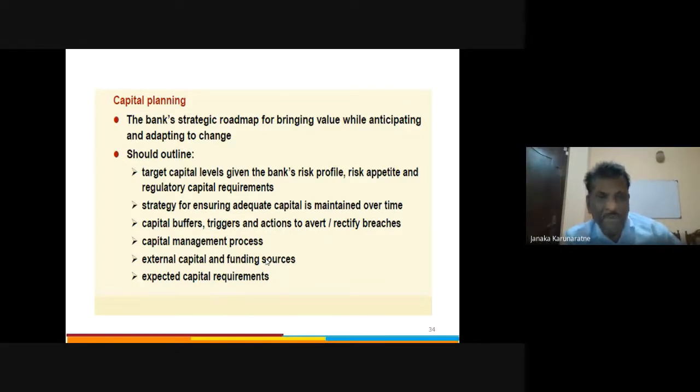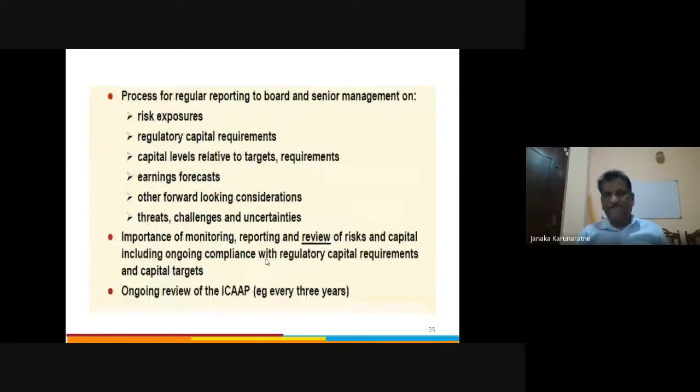The capital management process is the management of capital, external capital and funding sources. Always have a good liaison with external funding sources. But you can't get capital in a hurry. When you are short of capital on an urgent basis, you can't get it. And the expected cash. So capital planning is broadly a complete task of Pillar 2 as a process of risk management.